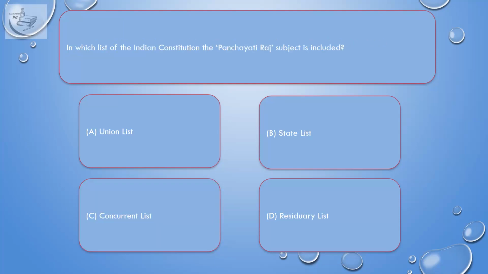Correct answer is C. Railway Police. Question: in which list of the Indian Constitution is the Panchayati Raj subject included? A. Union list. B. State list. C. Concurrent list. D. Residuary list.